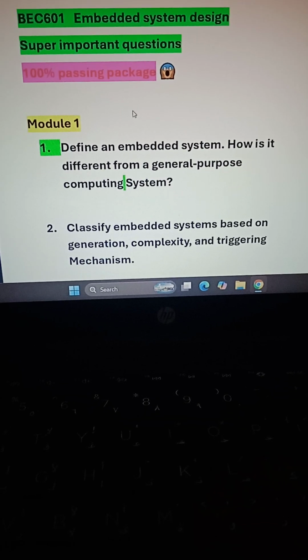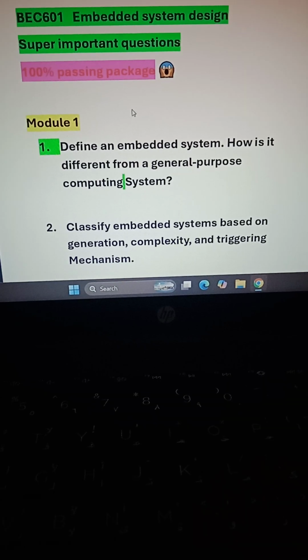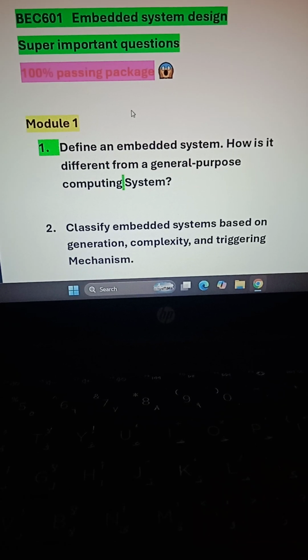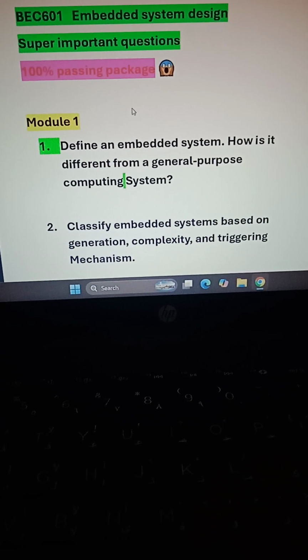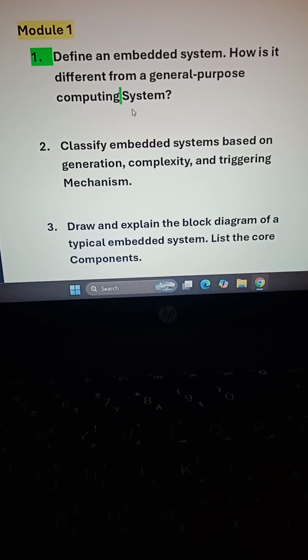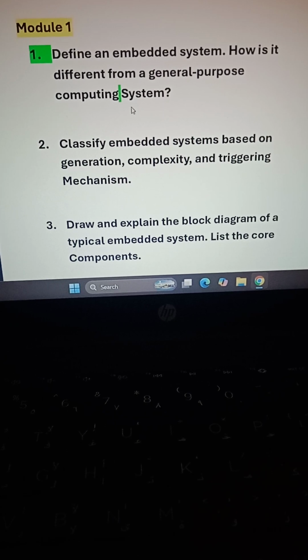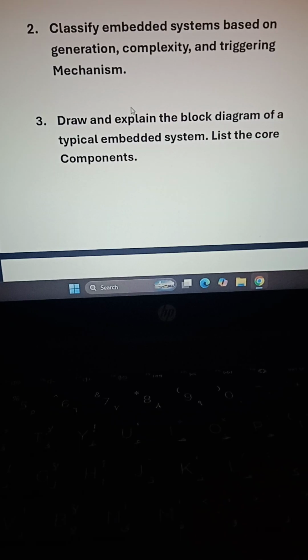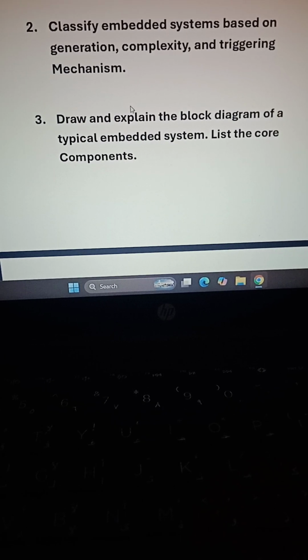So first, module 1. First question is define an embedded system. How is it different from a general purpose computing system? Very important question. And question number 2. Classify embedded systems based on generation, complexity and triggering mechanism. Question number 3. Draw and explain the block diagram of a typical embedded system. List the core components. Question number 3 is very important.